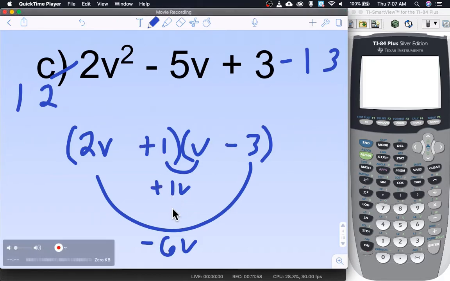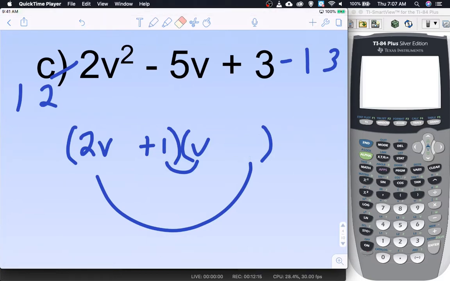Now the problem with that is my last terms don't work out. +1 times -3 is not +3. Okay, so the 1 and the 3 in this combination didn't work. So we're going to switch the 1 and the 3. 3 here, 1 there.